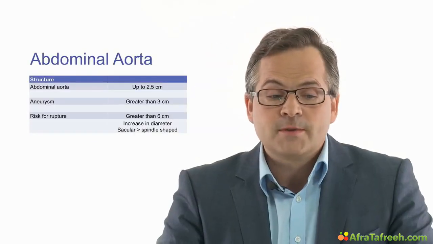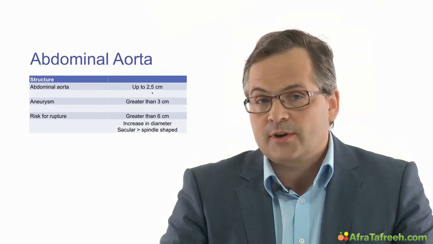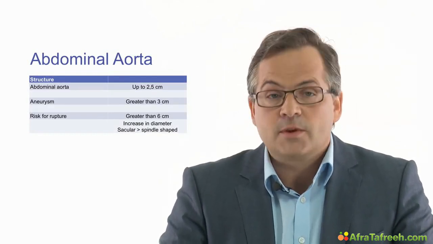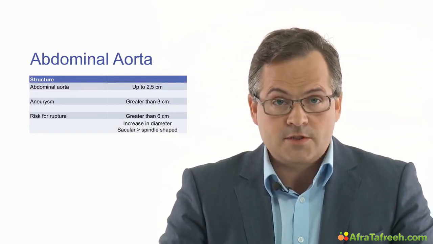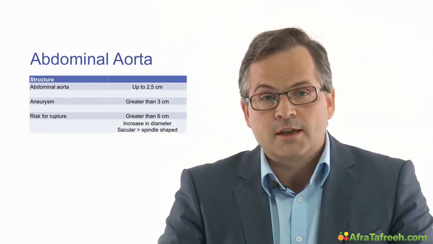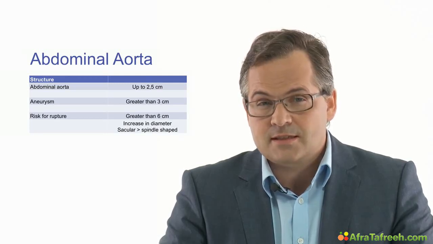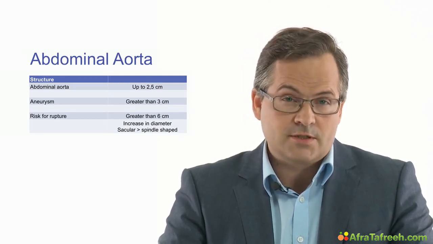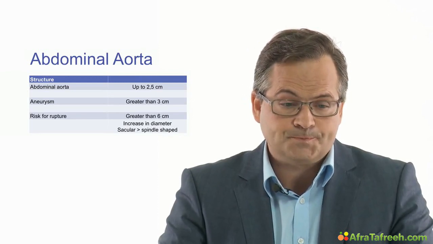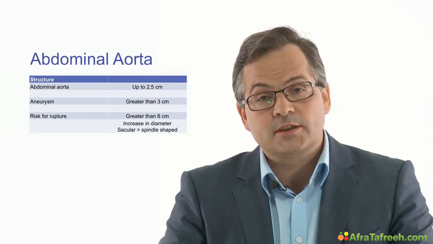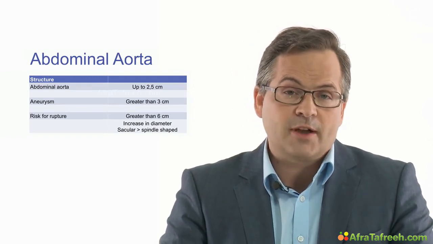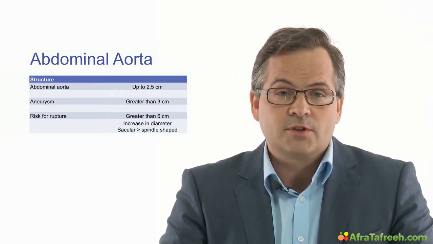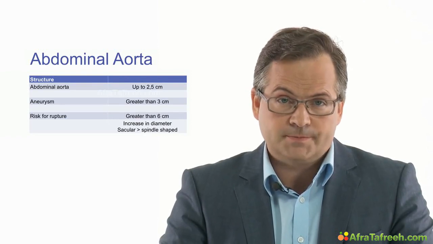The normal aorta is sized up to 2.5 centimeters in diameter. When the diameter exceeds 3 centimeters, it's an aneurysm of the abdominal aorta. And when the diameter is greater than 6 centimeters, there is an acute risk for spontaneous rupture. Also, when the diameter increases by more than 5 millimeters in a period of 6 to 12 months, there is also an increased risk for rupture.